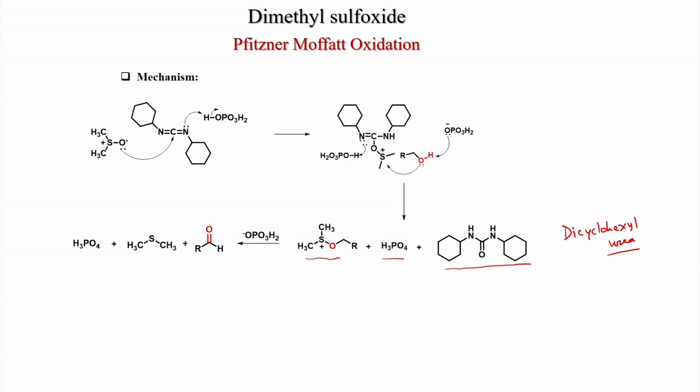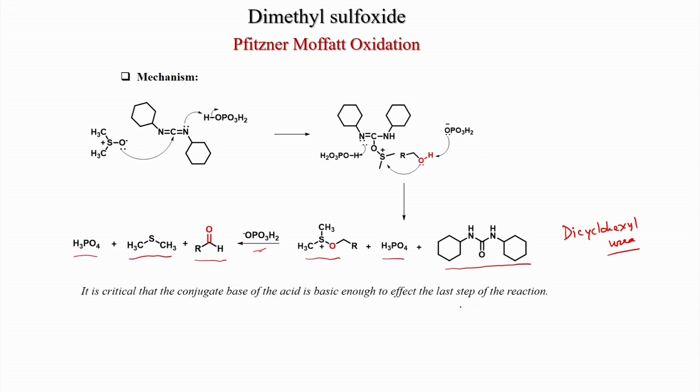After that, since there is no external base, it is considered that the conjugate base of the acid, that is the phosphate, acts as a base and deprotonates here, and you get the aldehyde, dimethyl sulfide and phosphoric acid back. So, that is why it is critical that the conjugate base of the acid should be basic enough to effect the last step of the reaction. This is very important. Otherwise, without base, this sulfonium salt cannot decompose to the aldehyde and dimethyl sulfide.